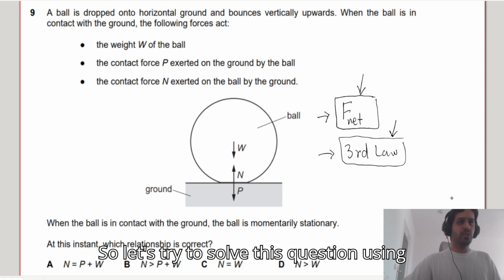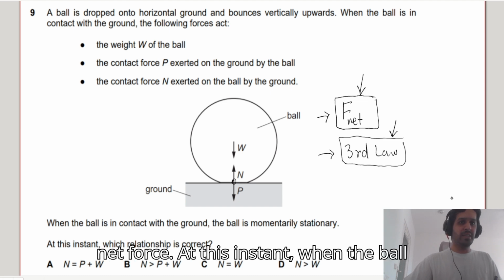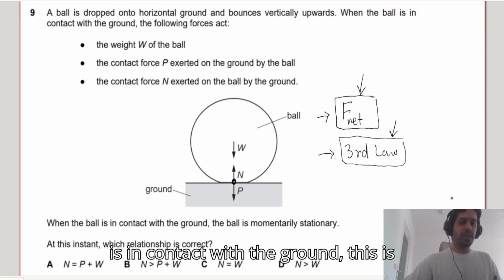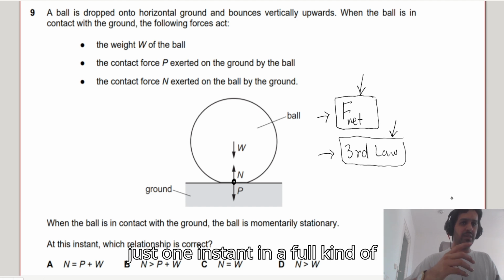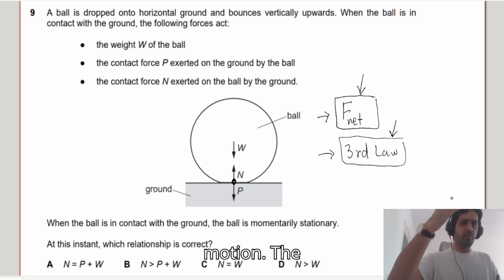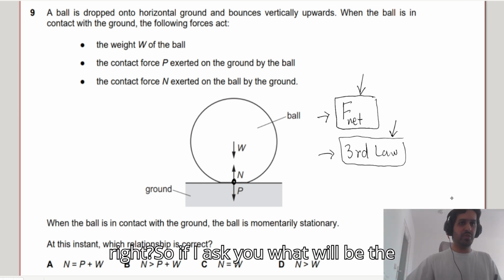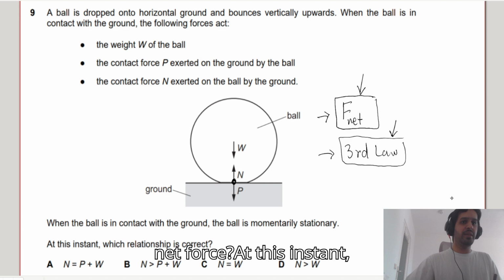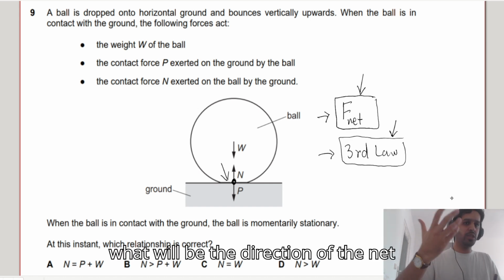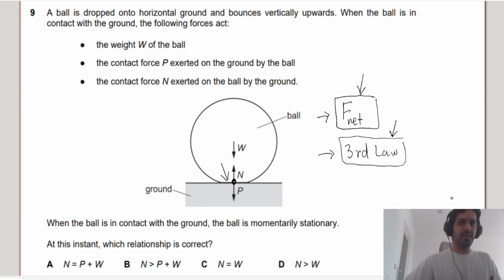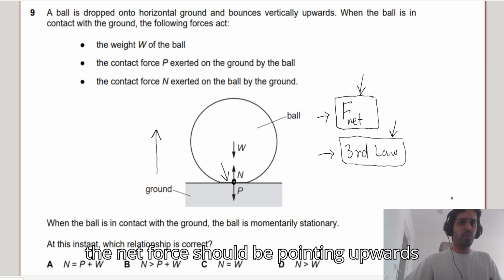So let's try to solve this question using net force. At this instant, when the ball is in contact with the ground, this is just one instant in the full motion. The ball is hitting the ground and then it bounces vertically upwards, right? So if I ask you what will be the direction of the net force at this instant, the net force should be pointing upwards.